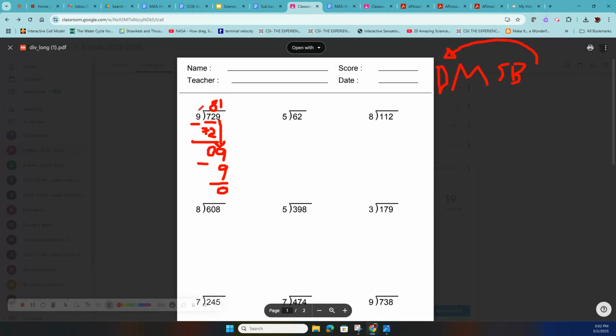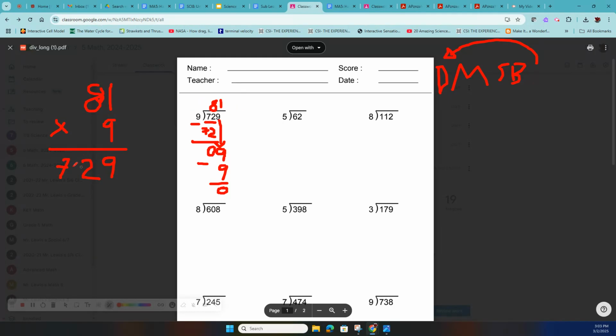Now, let's just pretend I'm not confident in my answer. I can work backwards. I can use multiplication to check. So let's go 81 times 9. 9 times 1 is 9. 9 times 8 is 72. Well, did it work? Yeah, it did work. Cool. So I use multiplication to check my work.